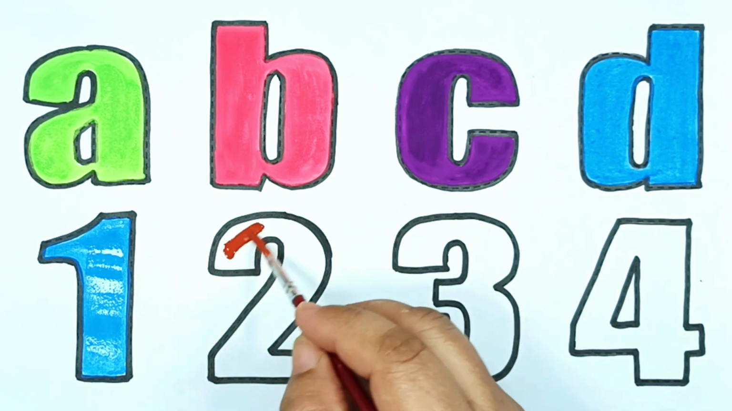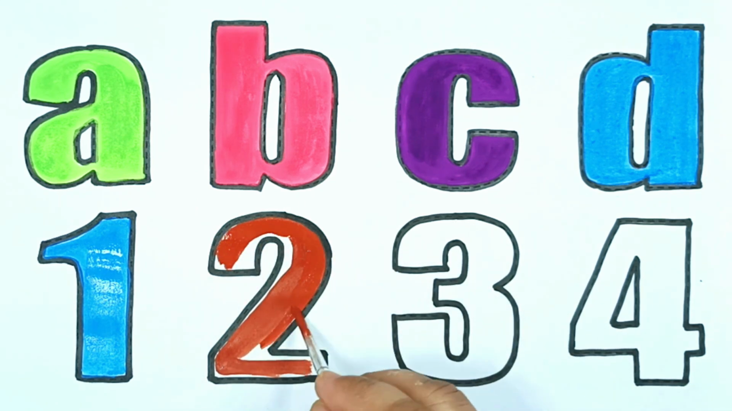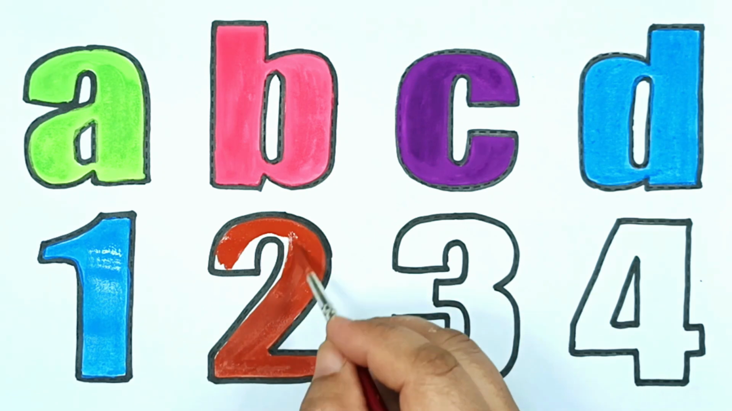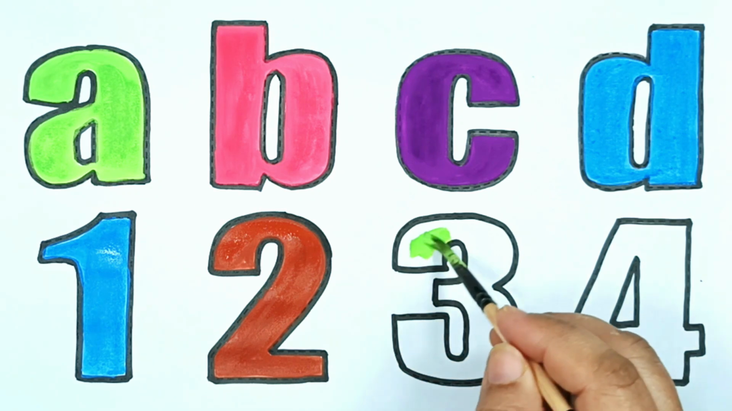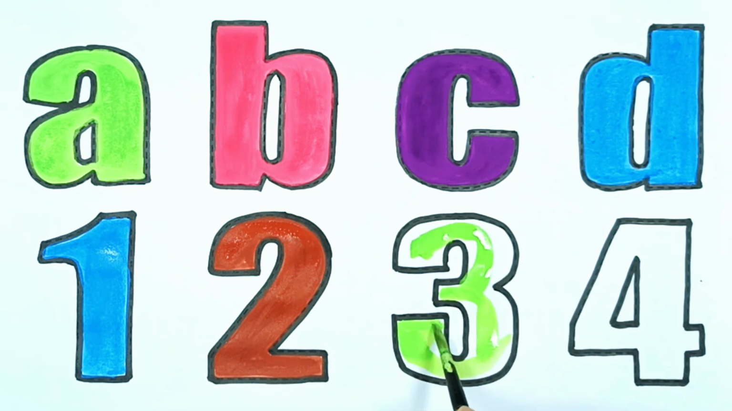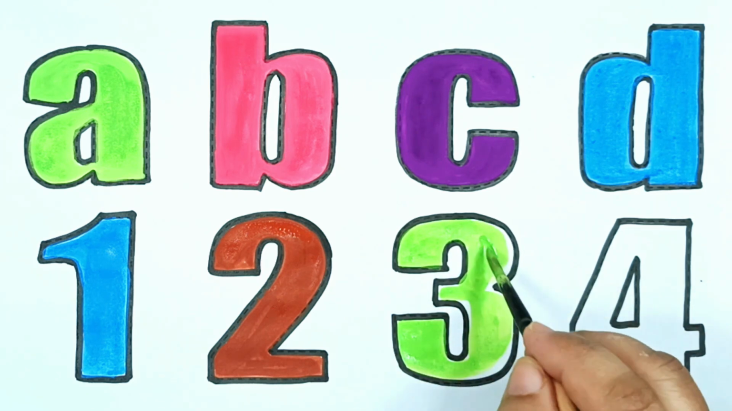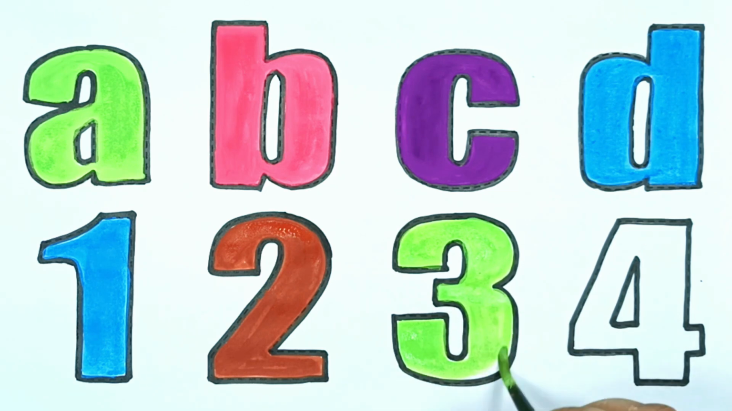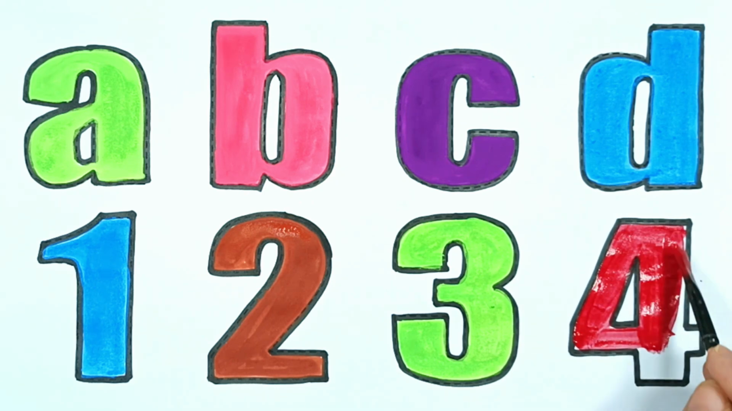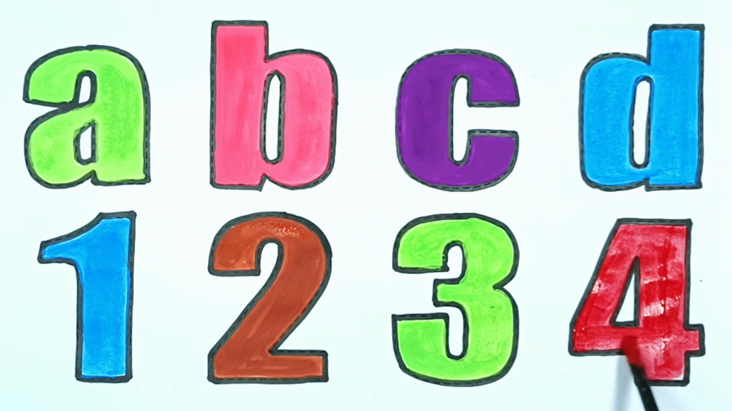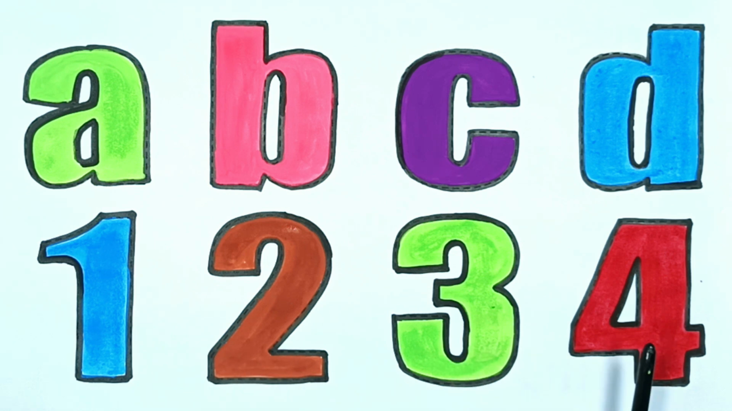One baby arrives. Two tiny hands hold. 3 sweet kisses given. 4 cozy blankets wrap. A, B, C, D. 1, 2, 3, 4.